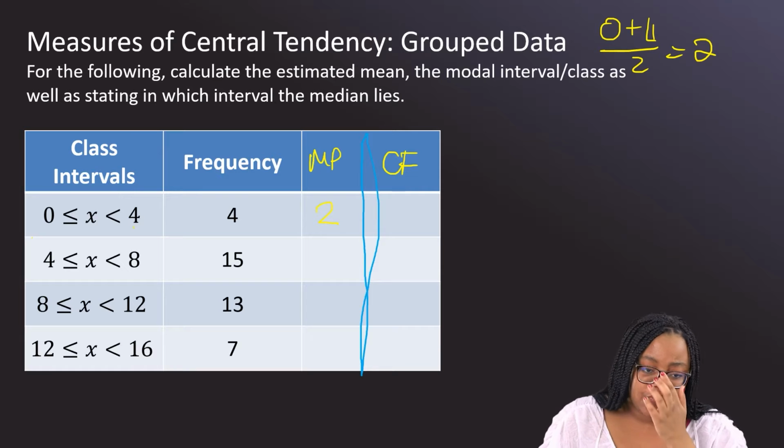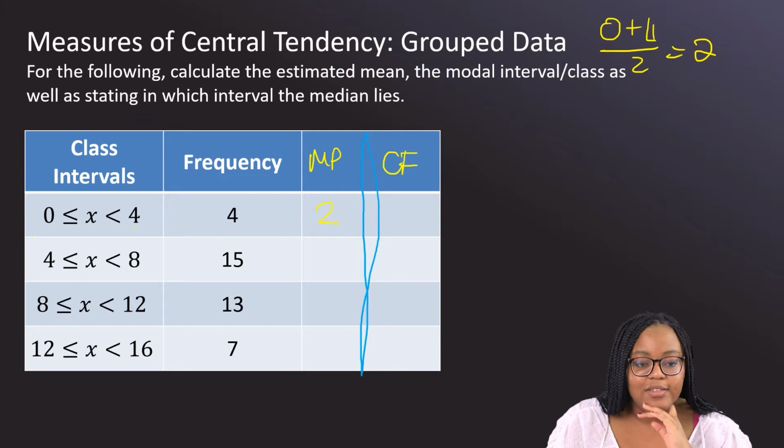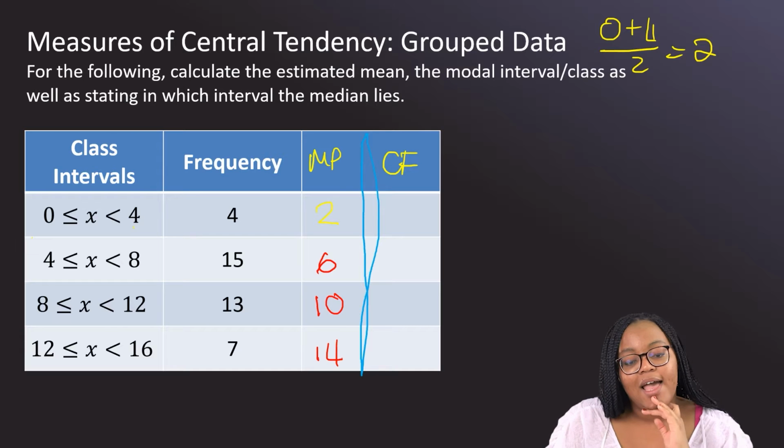And do the same calculation for the following class intervals. So that is between 4 and 8. I add the two and I divide them by 2. I get a value of 6. And for the rest of the intervals, I get values of 10 and 14.